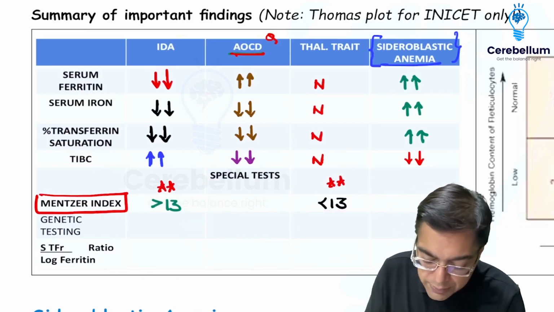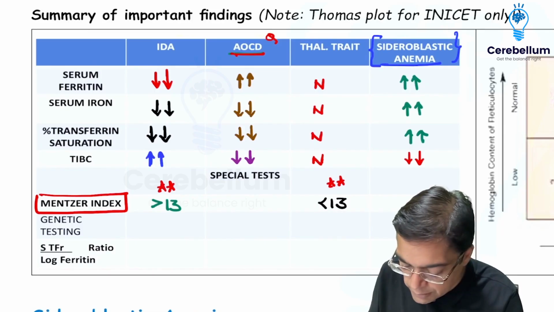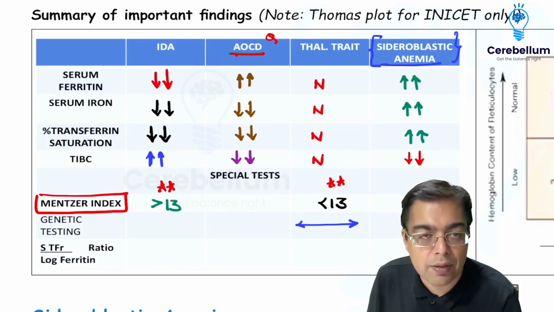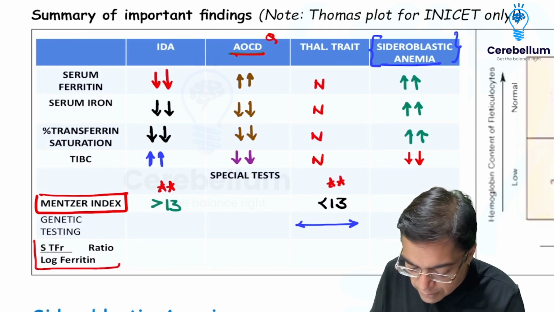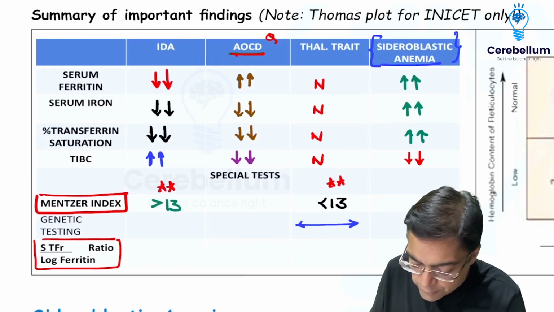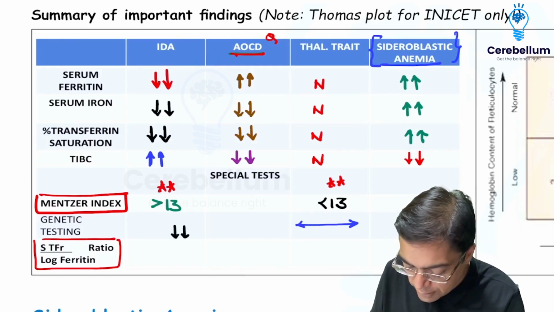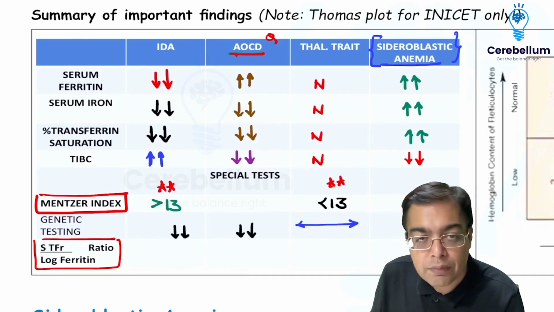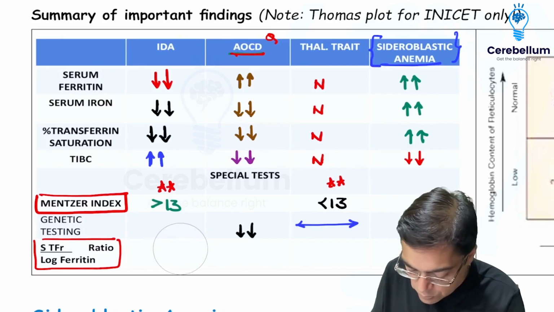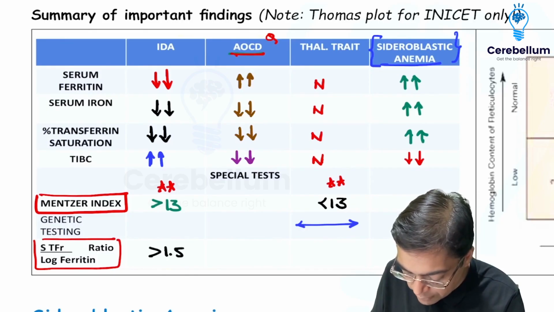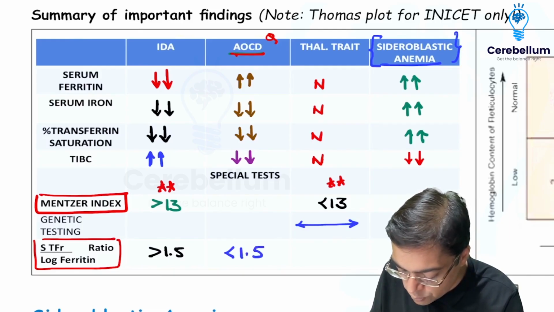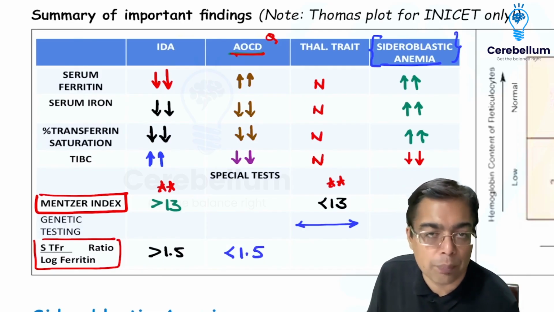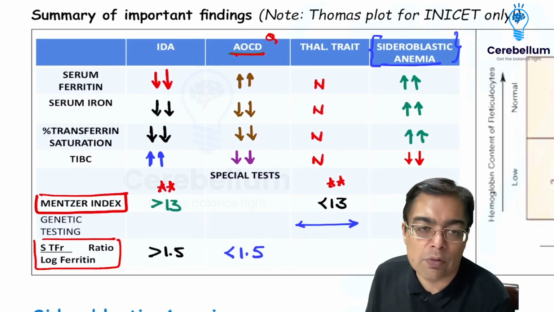Genetic testing, out of these 4 conditions, is primarily applicable for making a diagnosis of thalassemia trait. We sometimes go for an alternative test called the serum transferrin receptor and log ferritin ratio. This may be handy for differentiating patients having iron deficiency anemia from patients having anemia of chronic disease. In iron deficiency anemia, the ratio is going to be more than 1.5. In patients having anemia of chronic disease, it is going to be less than 1.5. So IDA patients have a value more than 1.5, and AOCD patients have a value less than 1.5.